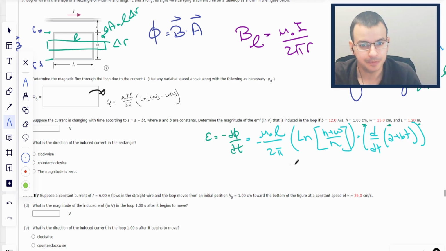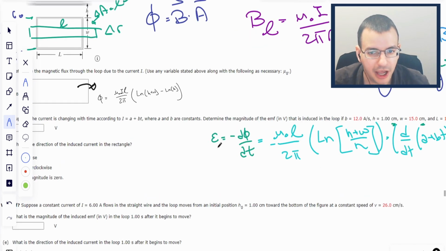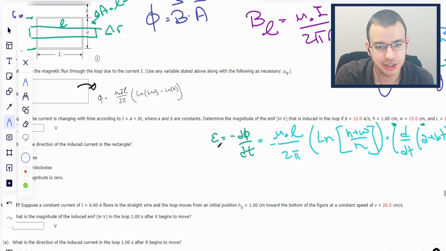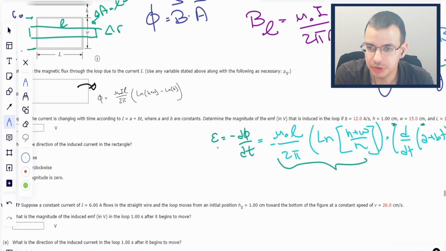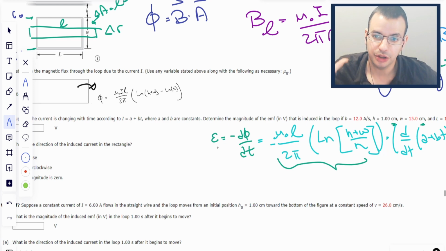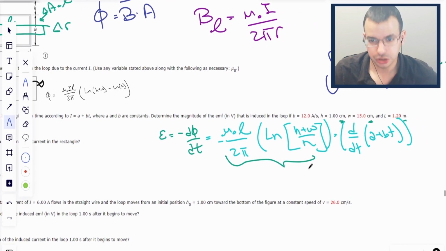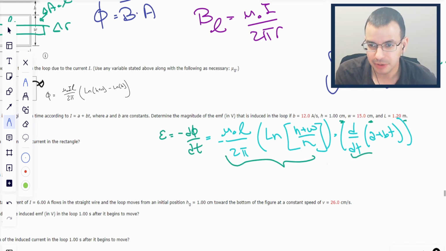Okay, so what I did here was, when you're taking the derivative, you can pull out the constants, and these terms are all constants. Mu naught, literally a constant, L over 2 pi, and then the natural log of h plus w over h will be a constant when all that's changing is the current. So then the only thing we're going to take the derivative of is A plus Bt. The derivative of A plus Bt, the A goes away, and Bt just becomes B.